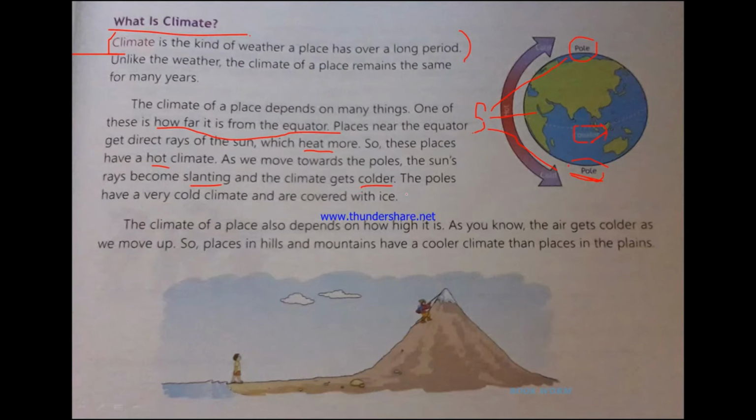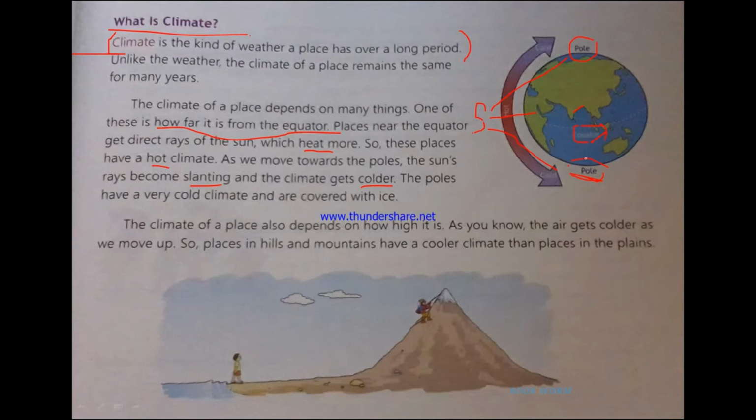See, we are near the equator. If you see this map, this is India. India is near the equator, right? So we have more of a hot kind of climate. But if you see the Arctic or the Antarctic, these parts are nearer to the poles. You have the continent Antarctica. What type of atmosphere do we see in Antarctica? Is it hot with no snow, or is it covered in ice?